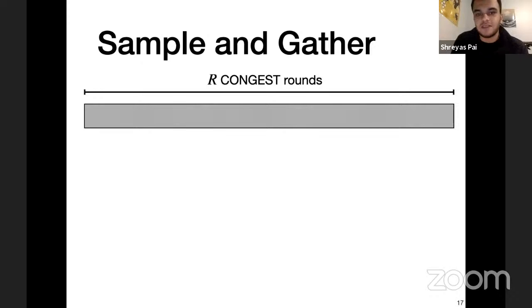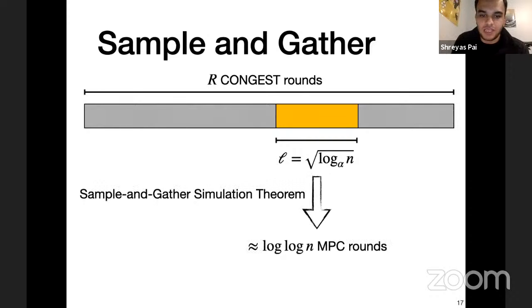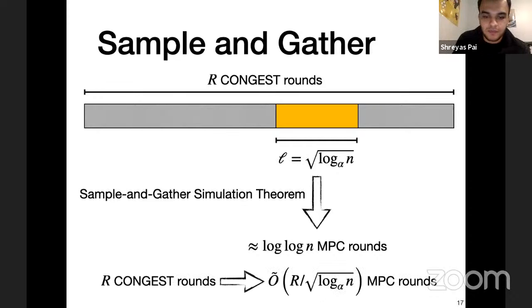So we have these R CONGEST rounds we want to simulate. We take chunks of size L, which is square root log n base alpha, and we use our simulation theorems to simulate these L rounds in roughly log n MPC rounds using the graph doubling and sampling techniques I described earlier. And so this allows us to go from R CONGEST rounds to R over square root log n base alpha MPC rounds.